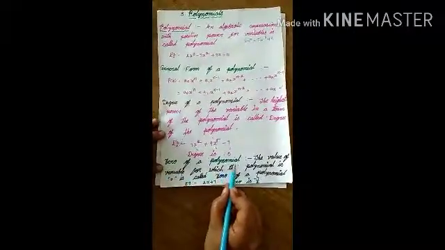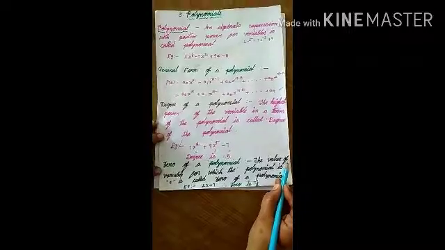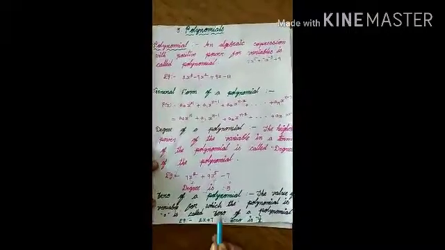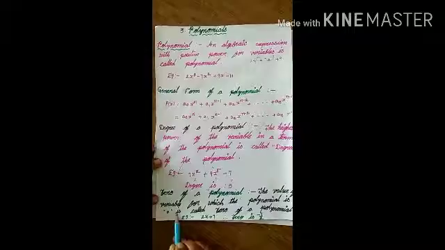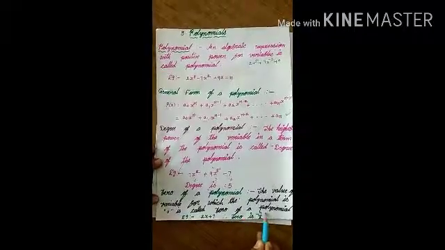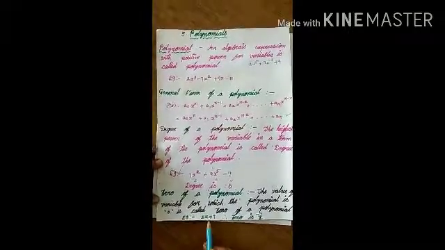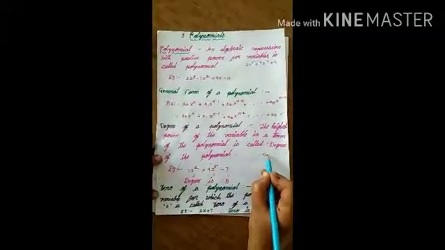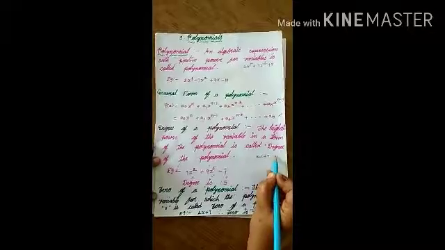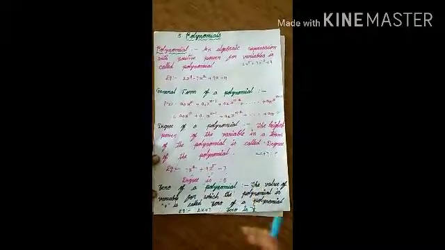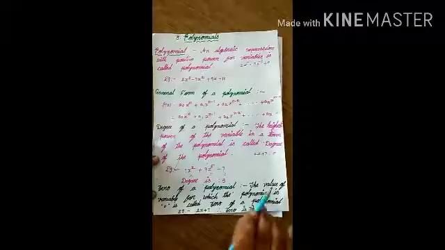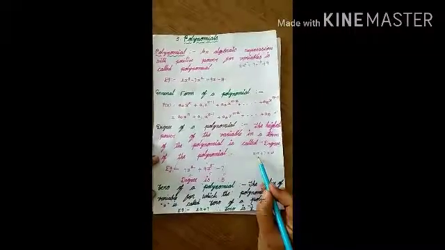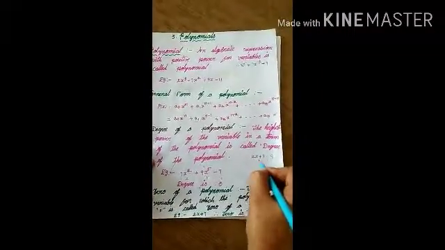Next, zero of a polynomial. The value of variable for which the polynomial is 0 is called zero of the polynomial. Zero of the polynomial means we know the equation equals to 0. What is the zero of the polynomial? The value of the variable. Here what is the variable? X is the variable. Means we have to find the x value.